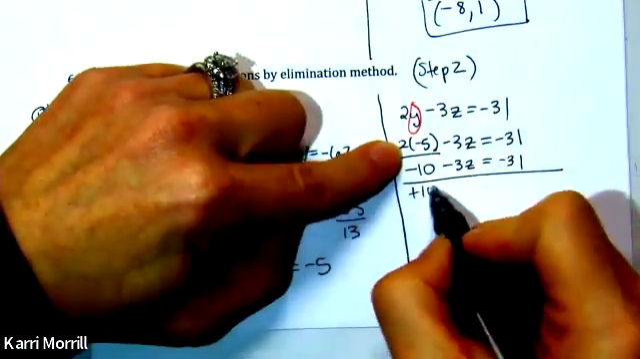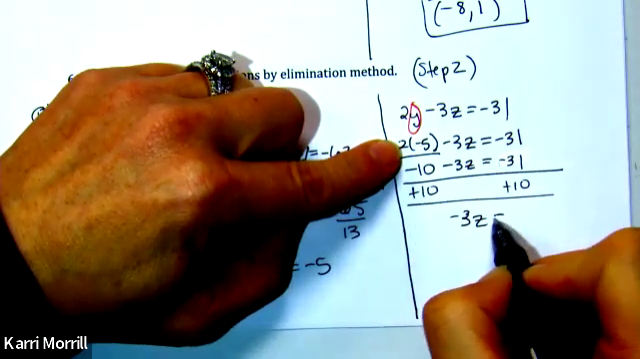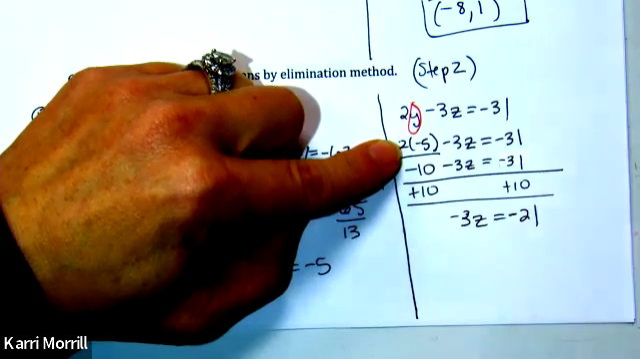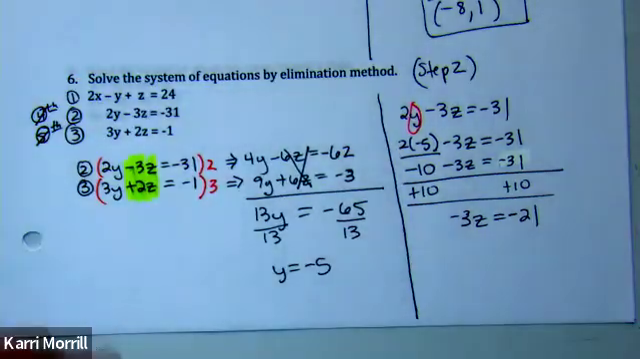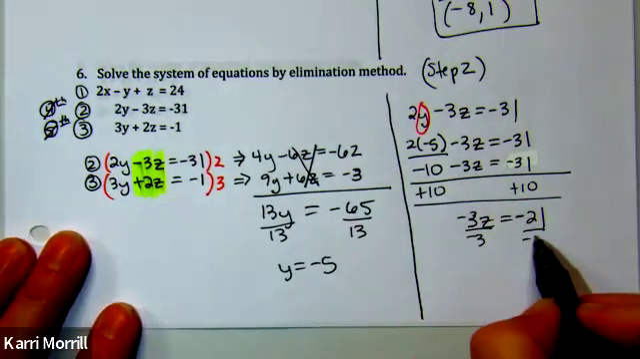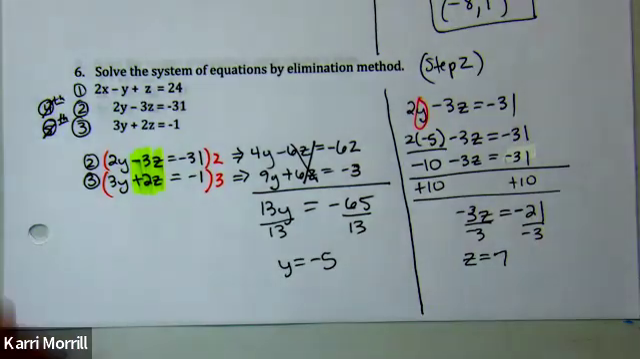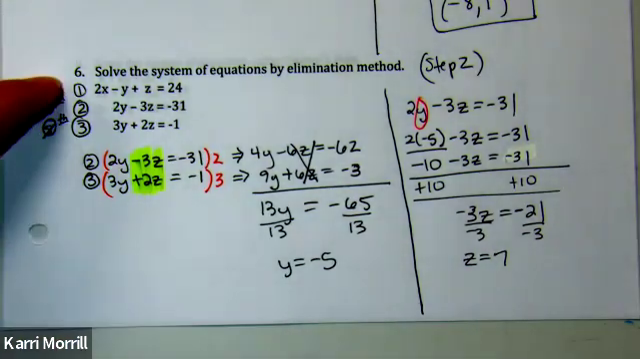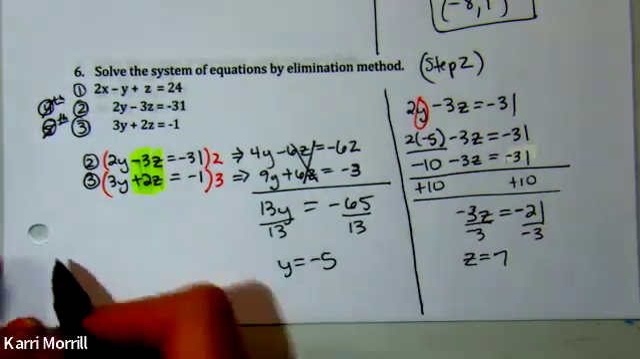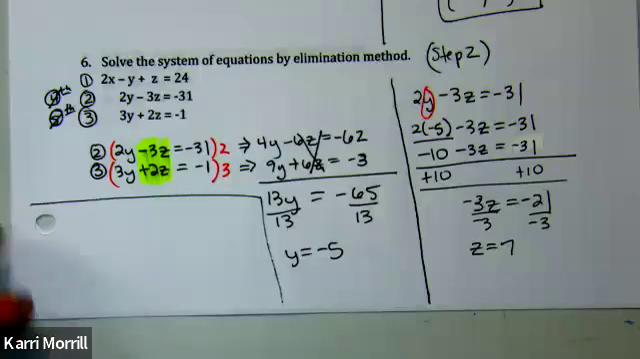So now I can add 10 to move it. So I have a negative 3z equals a negative 21. Then we divide by that negative 3. So z equals 7. So once you know 2 of the 3 values, you can go find the third. We have to plug it into the top one because it's the only one with all variables. So I'm kind of running out of space. I'm going to do it over here.